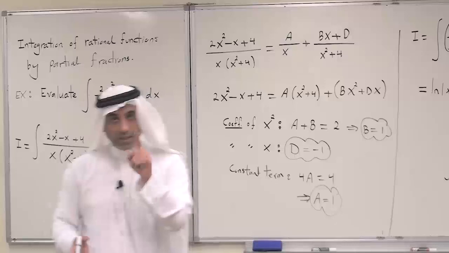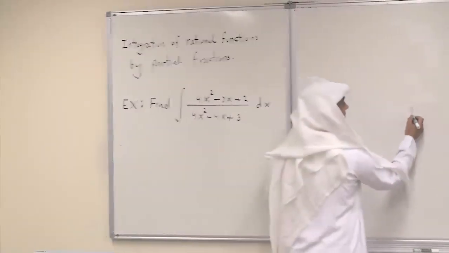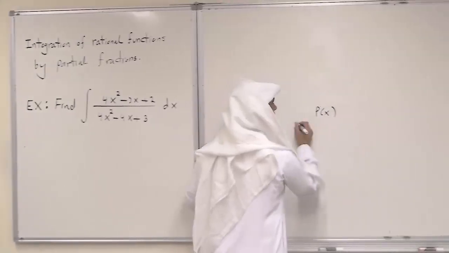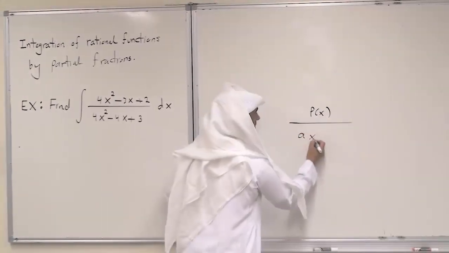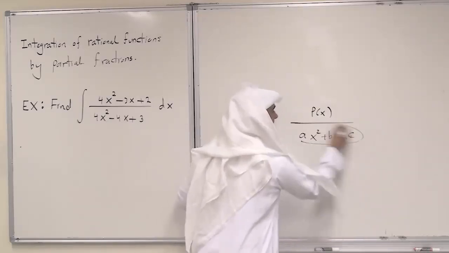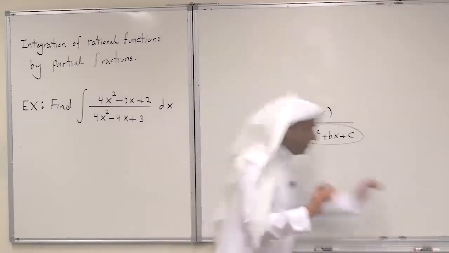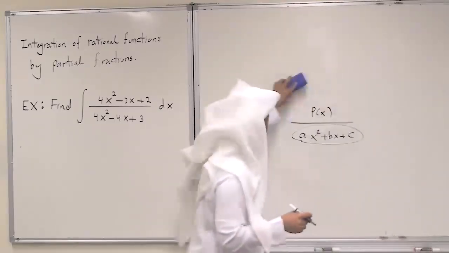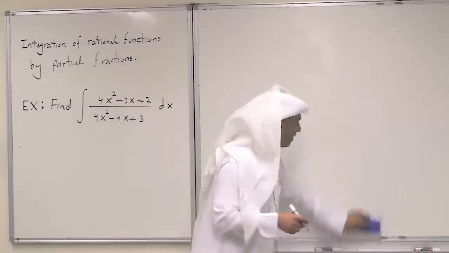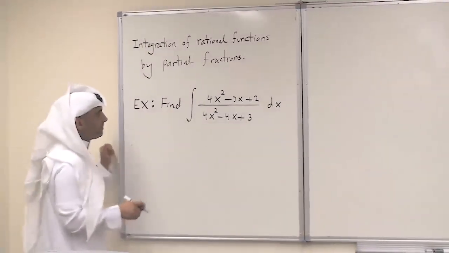That will be explained in the following exercise. Now let us see how to integrate if we have a function like this, p of x over a x squared plus bx plus c, where this is quadratic and not reducible, where the discriminant, as we said, is less than 0. This example here will show us how to do this completely. Okay, what is the idea then here? Look for this nice exercise.